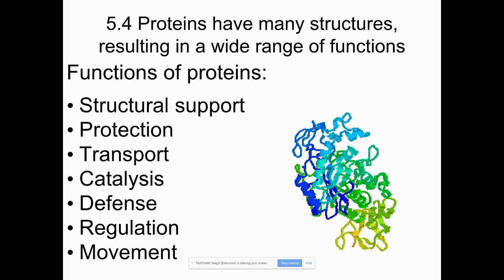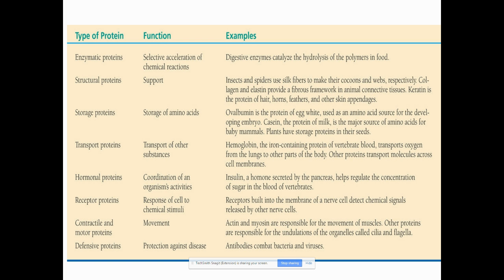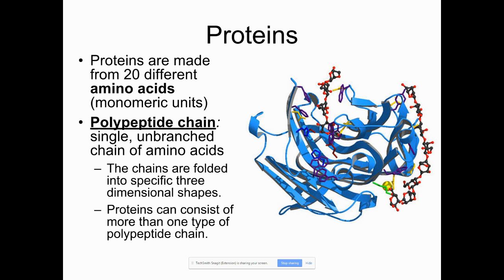If you're going to boil it down to one or two that we want to be familiar with, the main one here is catalysis. They're enzymes. They regulate chemical reactions. And they're also involved with movement as well. So this is just a list. You can kind of read through these on your own, just giving you some examples and relating it to types of proteins and what they are.